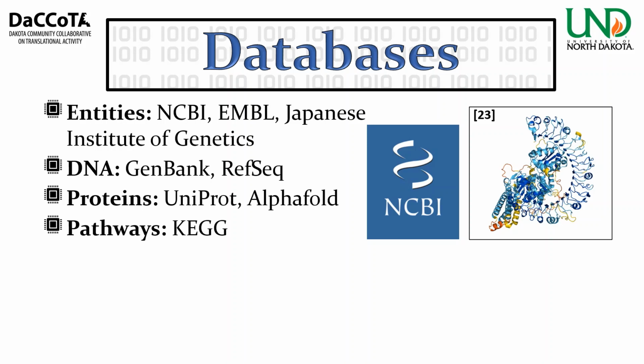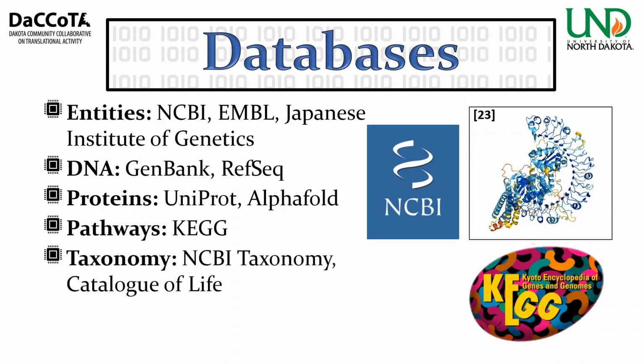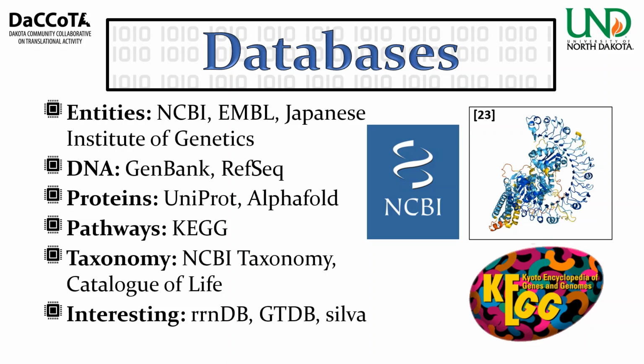For pathway analysis, the most well-known of these are KEGG, the Kyoto Encyclopedia of Genes and Genomes. For things like taxonomy, you have NCBI taxonomy, Catalog of Life, etc. And now some really interesting databases that I've either used or I'm interested in using for specific applications of bioinformatics. So I thought I might share them with you.